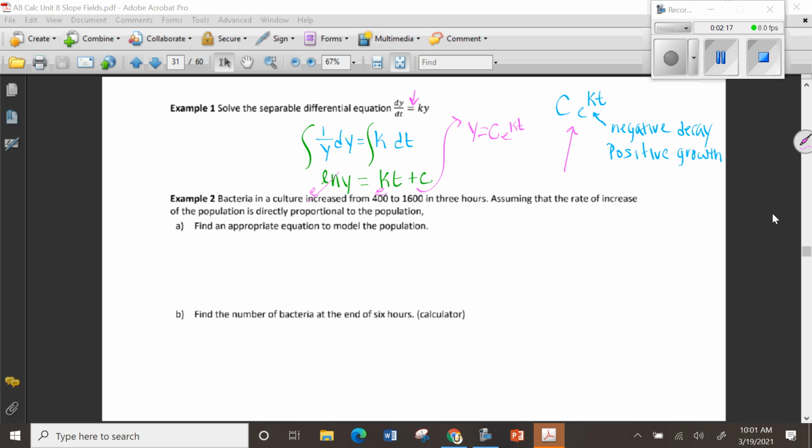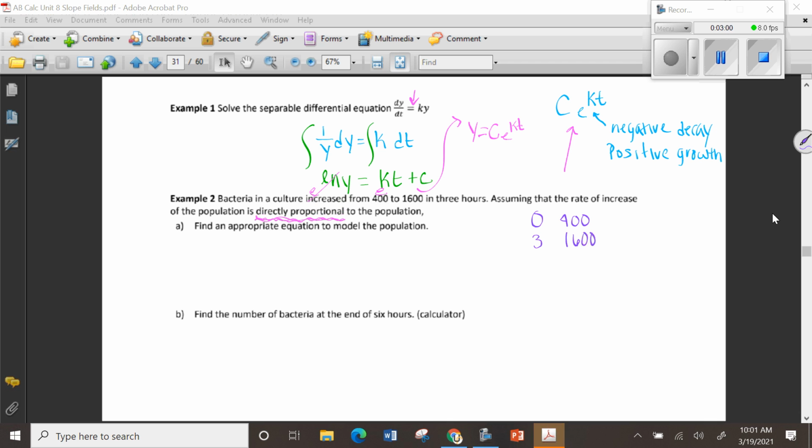There's going to be some key words to look for. One of the key words to look for here in example 2 is where it says directly proportional. When you see those words directly proportional, that is going to be a clue to you that we are talking about exponential growth or decay. So in this problem, it says we have bacteria that increased from 400 to 1600 in 3 hours. So I'm thinking about hour 0 was 400. Hour 3 was 1600. And it says, assuming that the rate of increase is directly proportional.